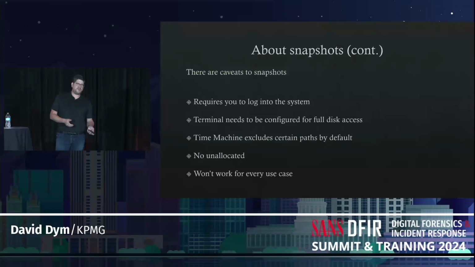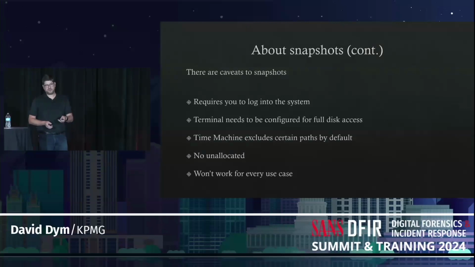So there's a few caveats, right? You still need system credentials. You have to boot into the system to access the snapshot, to create a snapshot. Terminal needs to have full disk access. There's just no way around that. If you try to run it without setting full disk access, you're going to get permission denied or something like that. By default, Time Machine in the documentation says it excludes certain paths, but the way that we're going to be dealing with snapshots, it hasn't really been a big issue.